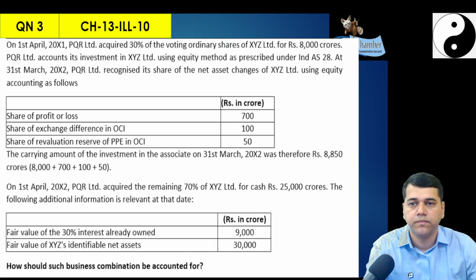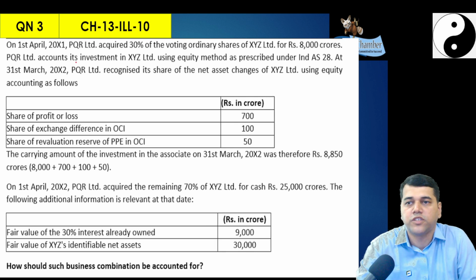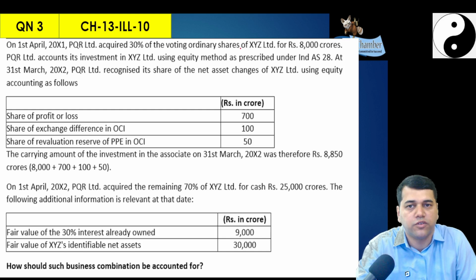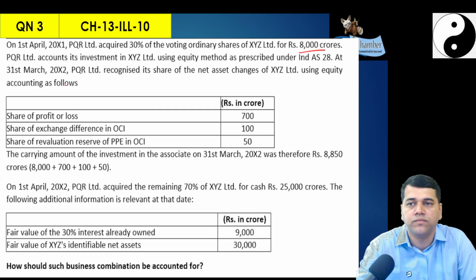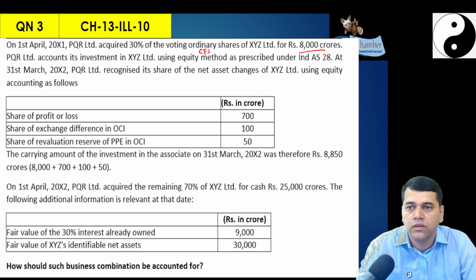Question number 3. On 1st of April, PQR acquired 30% of the voting rights for 8,000 and accounts its investment using the equity method. So now we understood it is a CFS they are talking about. As on 31st March, they recognized its share of profit using equity accounting.